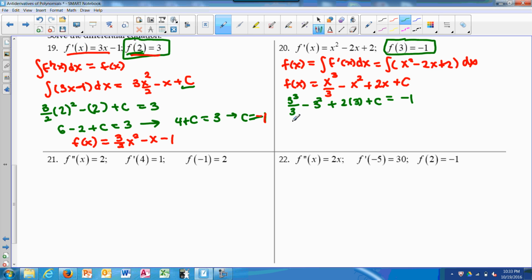So we get 9 minus 9 plus 6 plus c must equal negative 1. So simplifying out, c equals negative 7. But the final answer is the solution. What is the function with this derivative passing through this point? So my final answer is f of x equals 1/3 x cubed, or x cubed over 3, both are the same, minus x squared plus 2x minus 7.